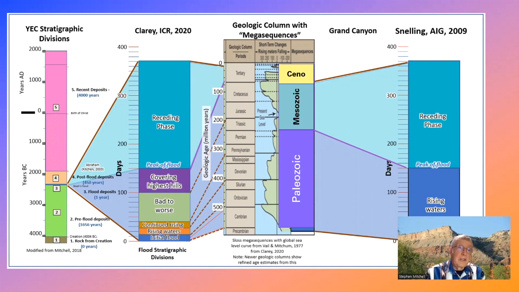But we also see zone 4, which would be those rocks which were deposited between Noah's flood and Abraham, over the course of at most 450 years. And then those rocks in zone 5 that were deposited after Abraham over the course of about 4,000 years.